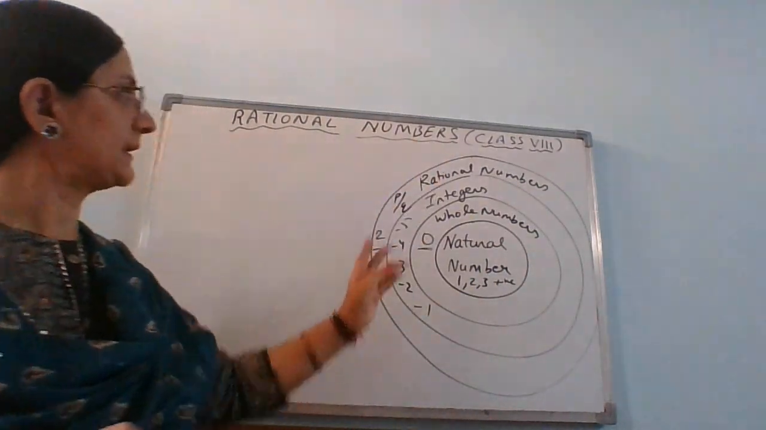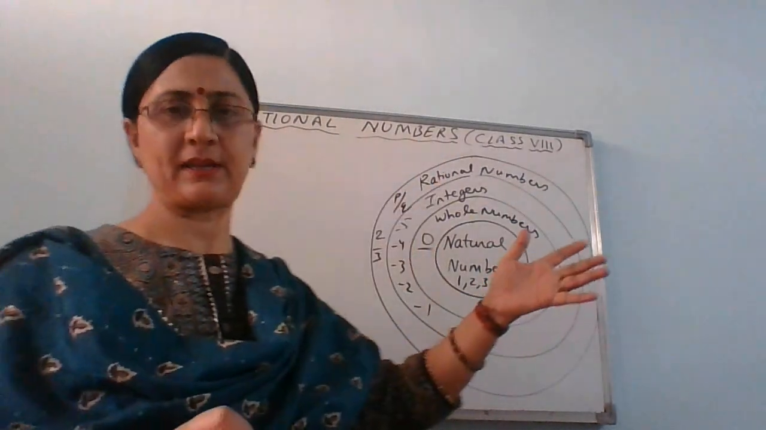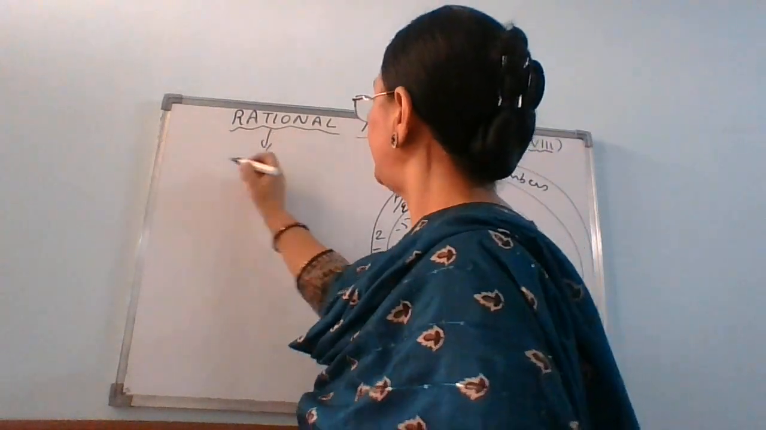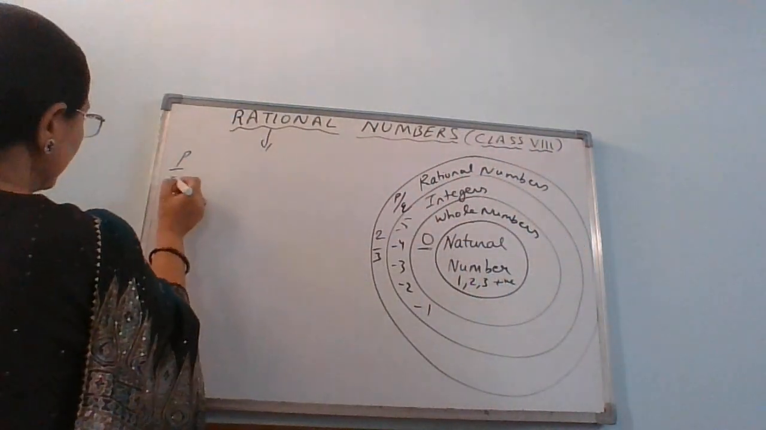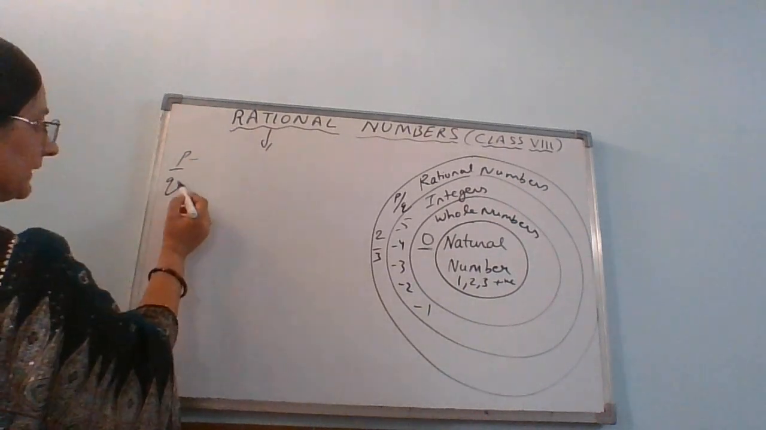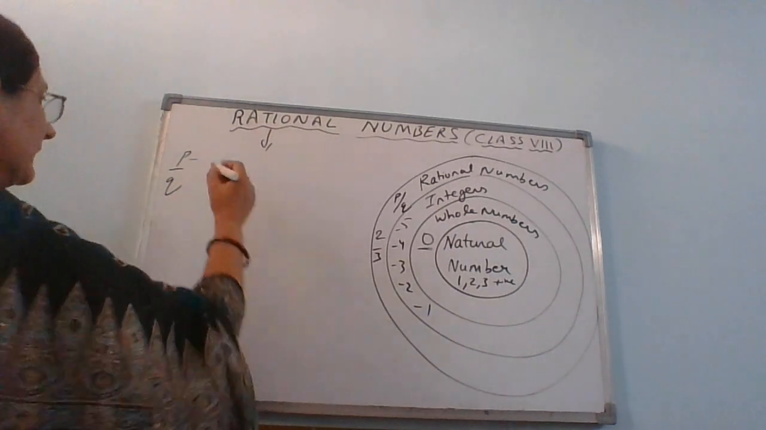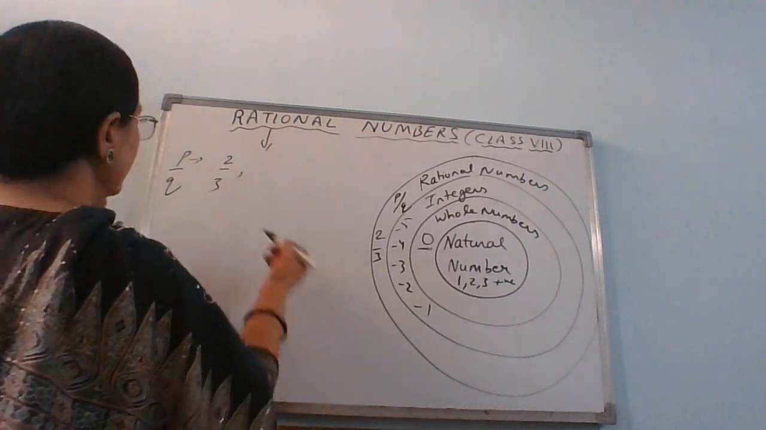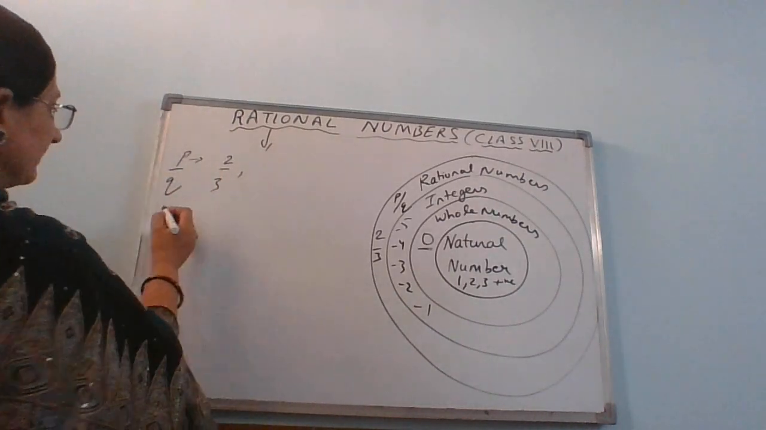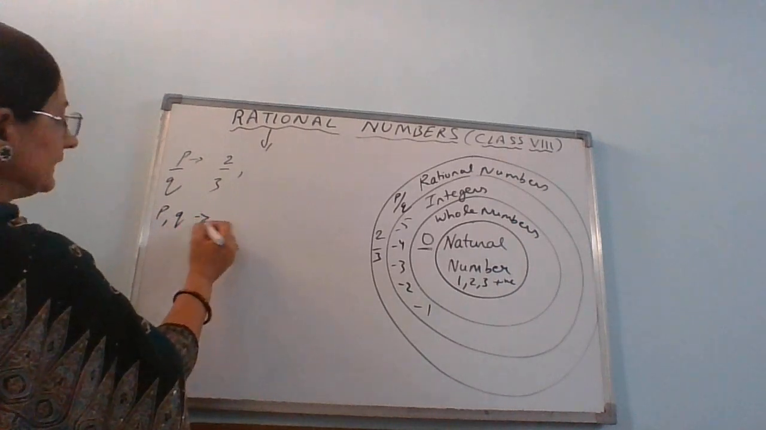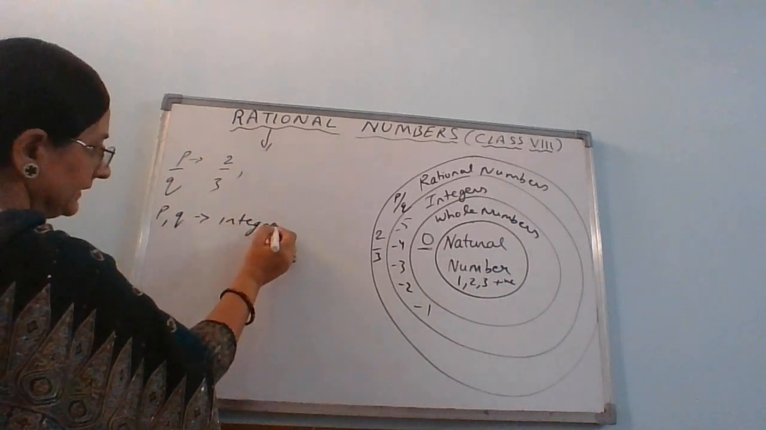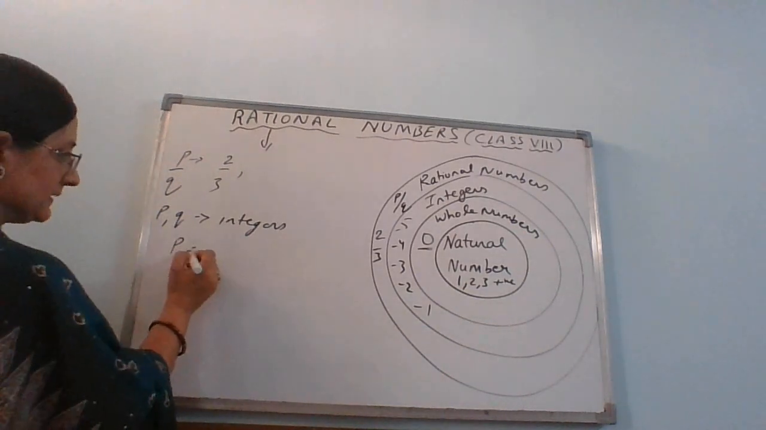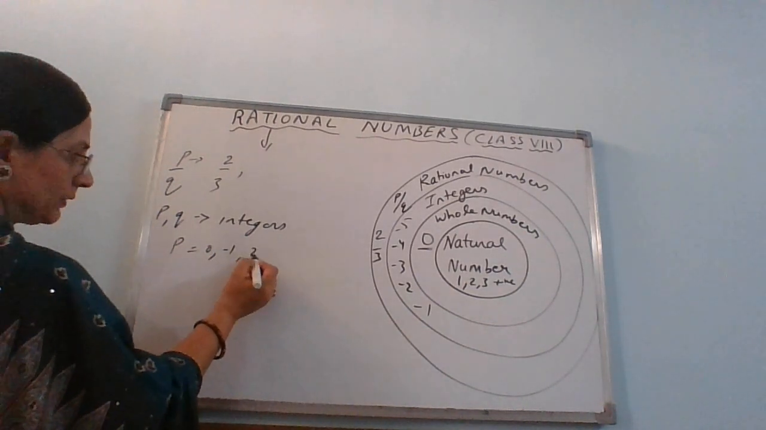Now, what are rational numbers? A rational number is a number of the form p by q. What do we mean by p by q? It means a numerator and a denominator, like 2 by 3. These p and q are integers. Integers means p can take 0, negative values, or positive values.